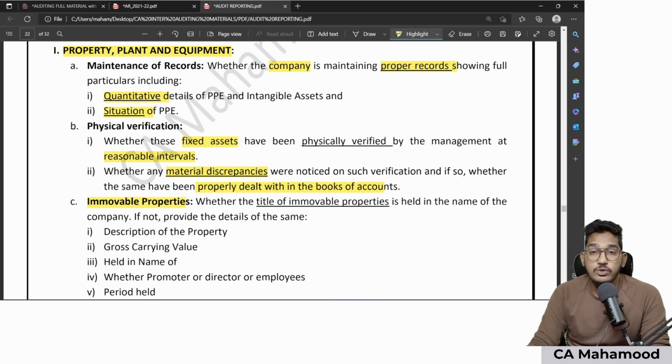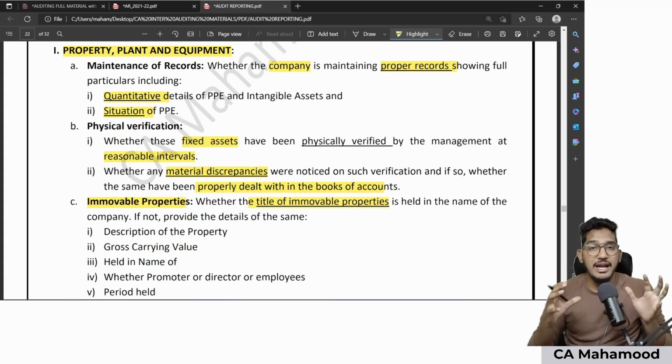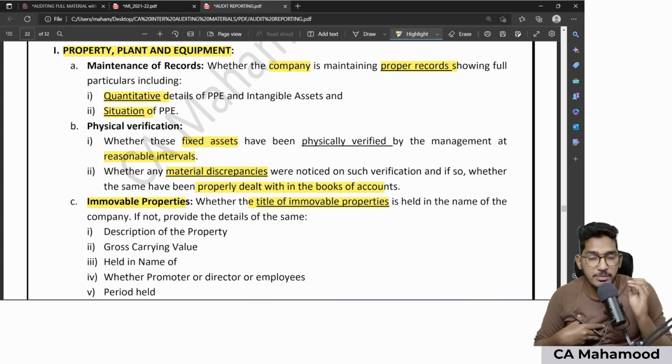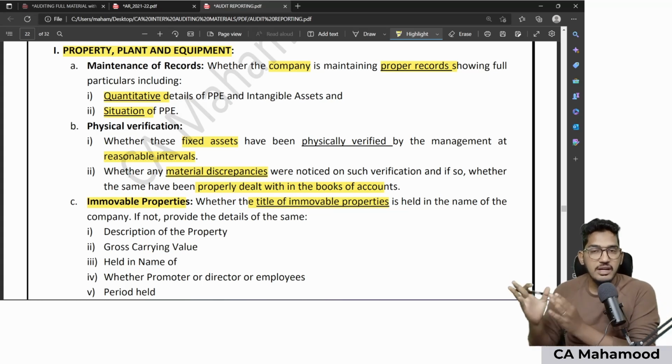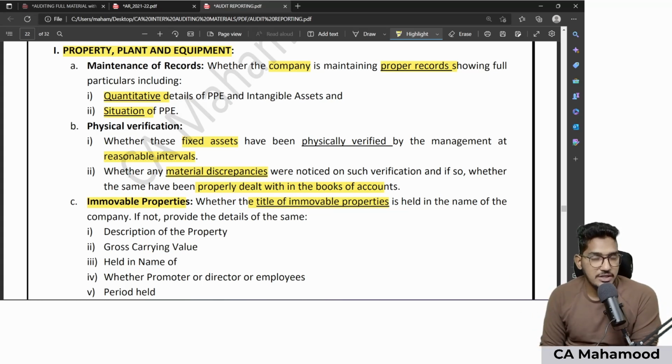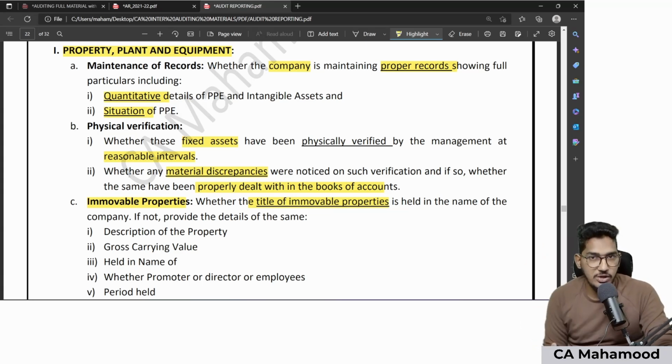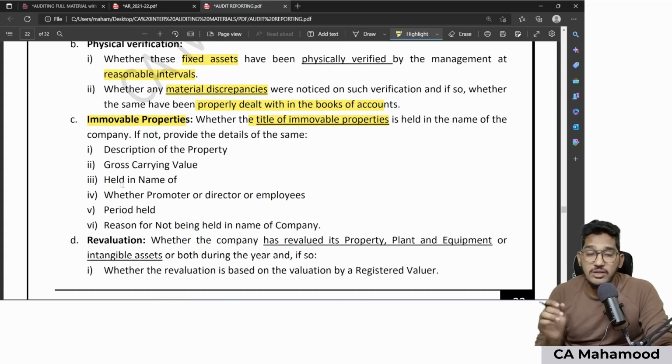Number 3, we need to check titles of immovable properties. Nothing but whether your client is a true owner of the immovable properties or not, I need to check. Sir, how can I check the title of immovable properties? Simply by checking the registration documents, by checking the sale deeds. So whatever land and buildings are there in your client's balance sheet, get the registration documents of all these land and buildings, check whether in the registration document the company's name is there or not. If the company's name is not there, that means if somebody else's name is there in the registration document, then I need to report some details.